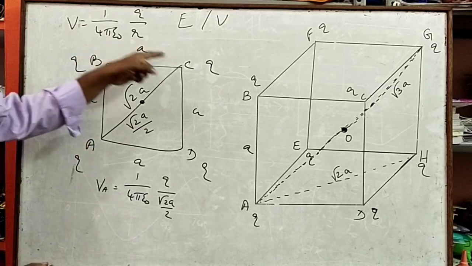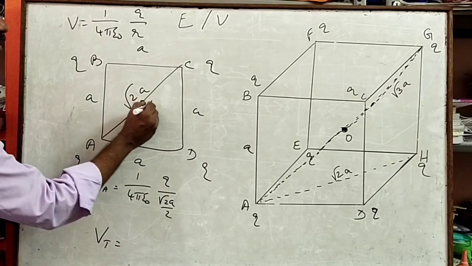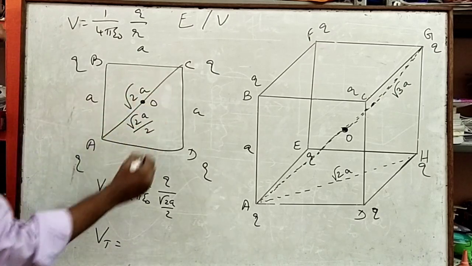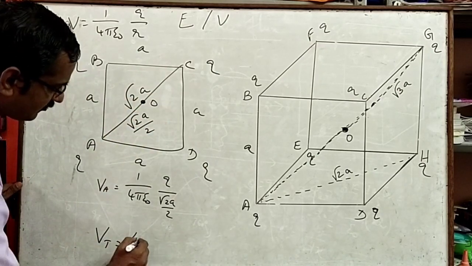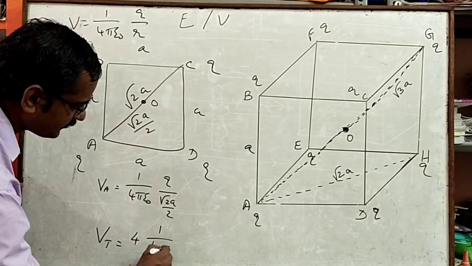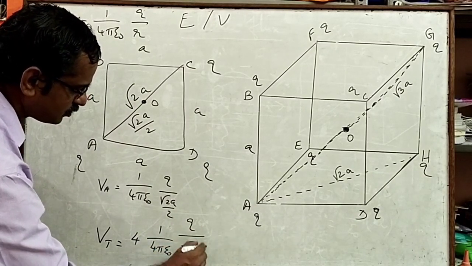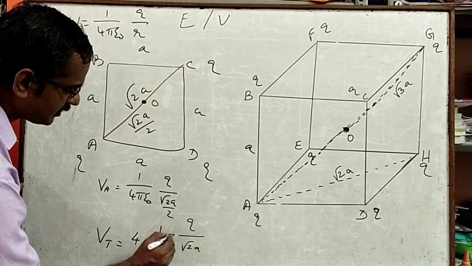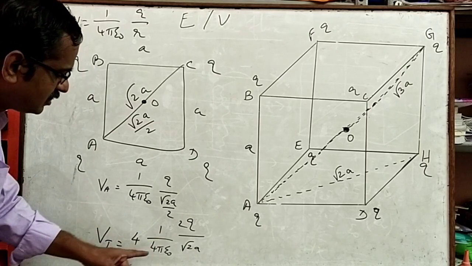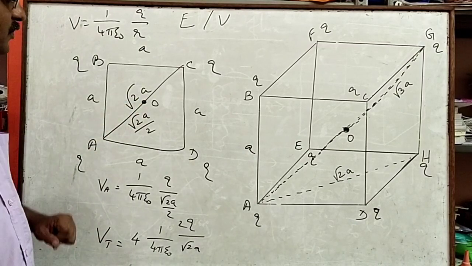Then the total electric potential at the center O due to all the charges: 4 charges are there. Therefore, 4 times this electric potential, 1 divided by 4 pi epsilon naught Q divided by root 2 times A, and the 2 can be brought up as 2Q. 2 fours are 8, so 8Q divided by 4 pi epsilon naught root 2 times A. That is the answer, the total electric potential at this point.